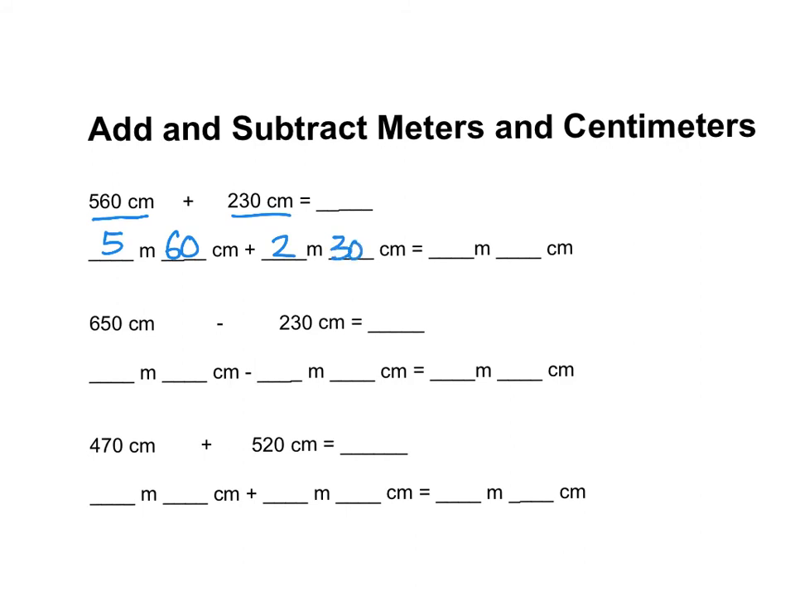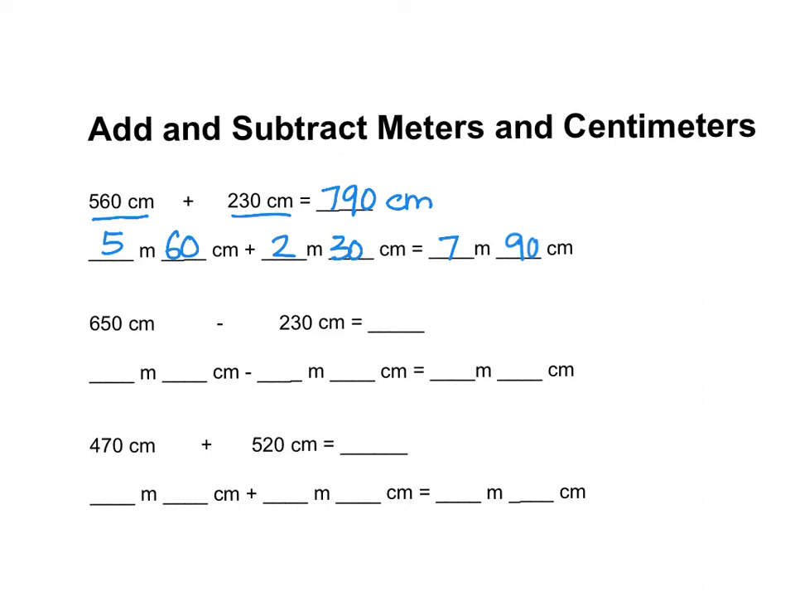Now if we add 5 meters 60 centimeters plus 2 meters 30 centimeters, if we add our meters, 5 plus 2, we get 7. If we add our centimeters, 60 plus 30, we get 90. If we go back up to the top and we add 560 centimeters plus 230 centimeters, we get 790 centimeters. So 790 centimeters and 7 meters, 90 centimeters are equal. Two different ways of saying the same thing.